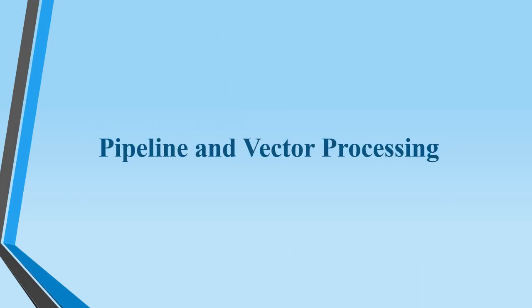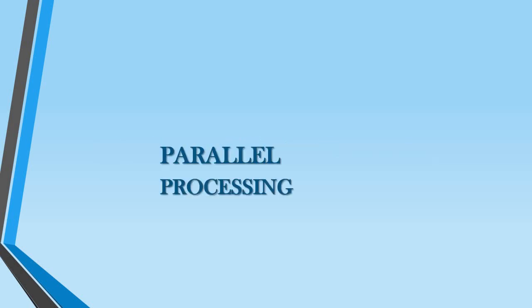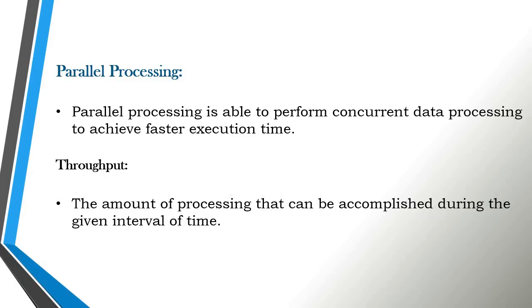Okay, now we are going to see the pipeline and vector processing. The heading is parallel processing. Parallel processing is a term used to denote a large class of techniques that are used to provide simultaneous data processing tasks for the purpose of increasing the computational speed of a computer system.